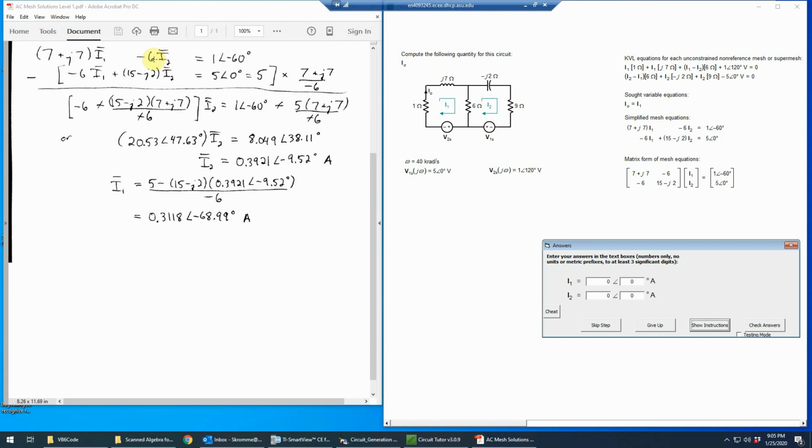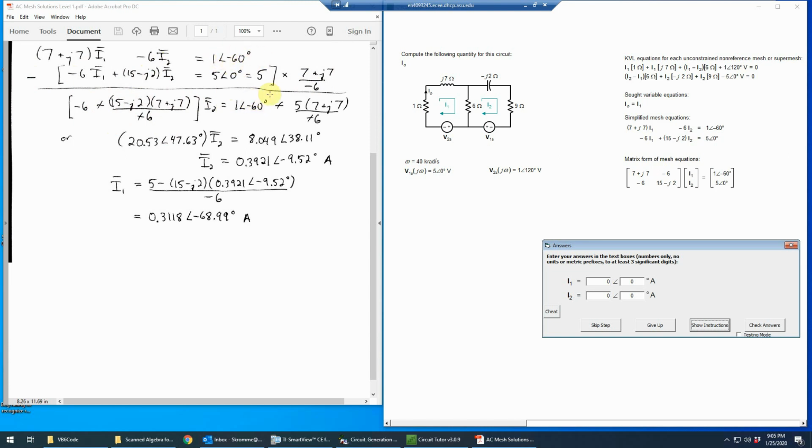And then we subtract the 15 minus j2, multiplying now by the 7 plus j7 divided by -6. And since I'm subtracting that, as I did here, the two minus signs cancel out. So I've just marked those as canceling. And that's my coefficient of the I2. And then on the right-hand side, I have the one angle -60 degrees here.